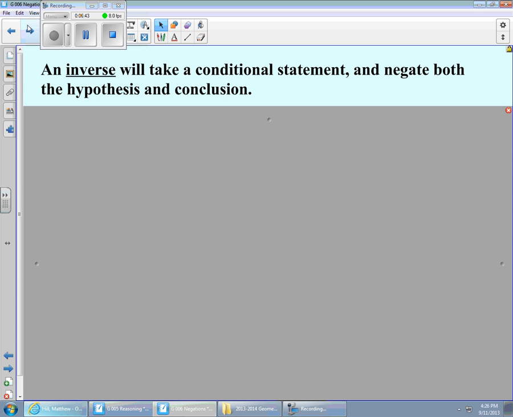The second negation that we're looking at is called an inverse. And what an inverse is going to do is it's going to take a conditional statement and negate both the hypothesis and the conclusion. By negate, we mean it's going to take the meaning of the hypothesis and the meaning of the conclusion and make them mean exactly the opposite of what they were trying to mean.